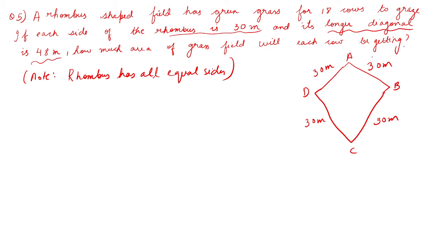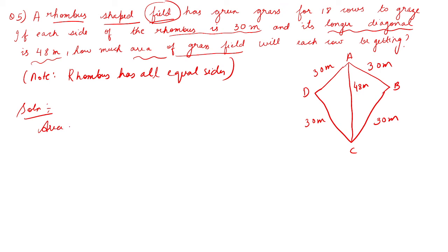So the longer diagonal, you see, this compared to this is the longer one. So I can write this as 48 meter. Now, what are we asked to find? How much area of grass field would each cow have? So in the sense, we have to find out the area of this rhombus. Why? Because the field is a rhombus shape. Clear with that? So we're asked to find the area of a rhombus. Clear? So you can write the area of grass field.